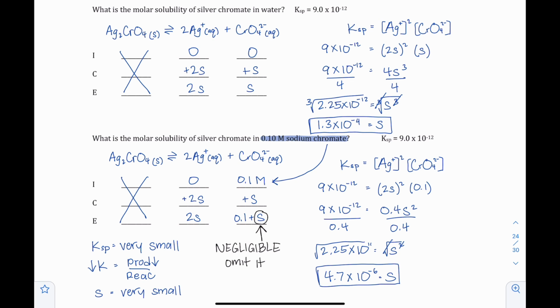Molar solubility is 4.7 times 10 to the minus 6. If you compare this to the molar solubility we calculated earlier, you can see that molar solubility decreases significantly in the presence of a common ion. That's the common ion effect.